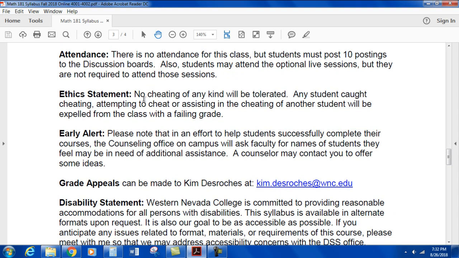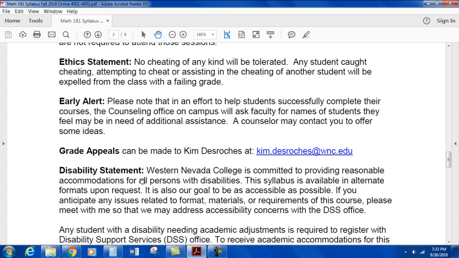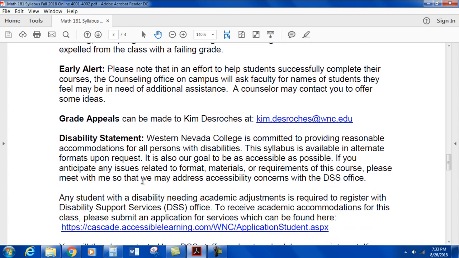Ethics statement: no cheating of any kind will be tolerated. Any student caught cheating, attempting to cheat, or assisting in the cheating of another student will be expelled from the class with a failing grade. Early alert: in an effort to help students successfully complete their courses, the counseling office on campus will ask faculty for names of students they feel may be in need of additional assistance. A counselor may contact you to offer some ideas. Grade appeals can be made to Kim DeRoche. There's her email address. She's our director.